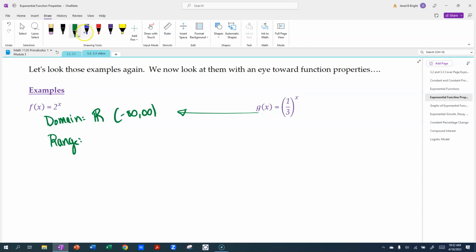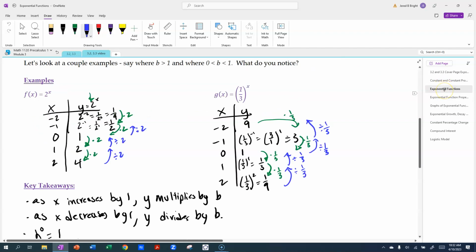I'm thinking about the output. Again, the range is connected to the outputs. What sort of numbers was I getting out? Well, again, I'm looking at the y values. So for 2 to the x, I got 1/4, 1/2, 1, 2, 4. As I were to continue x in the positive direction, y would just continually get larger. And then in the negative direction, I'd have 1/2, 1/4, 1/8, 1/16, 1/32.